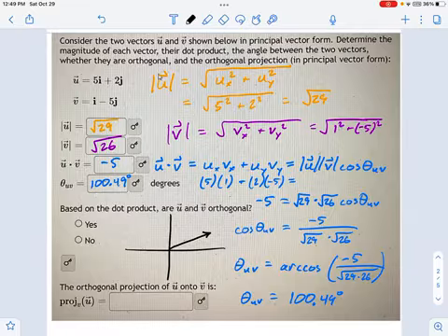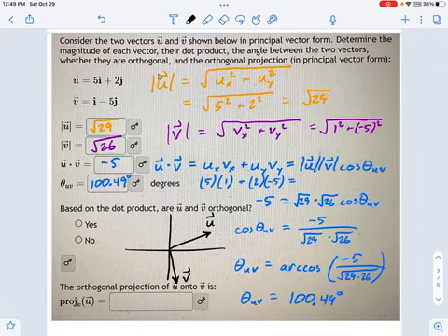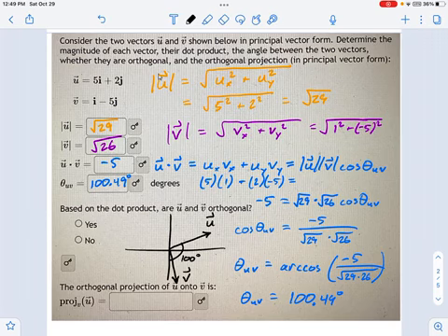So something like this. There's u. And what's v? Well, that's 1 over and 5 down. So kind of like this. There's v. And the angle between them being 100 degrees, does that sound about right? Well, there it is. You tell me. It looks like it's almost 90 degrees. It's pretty close. So I think this is a pretty good estimation.